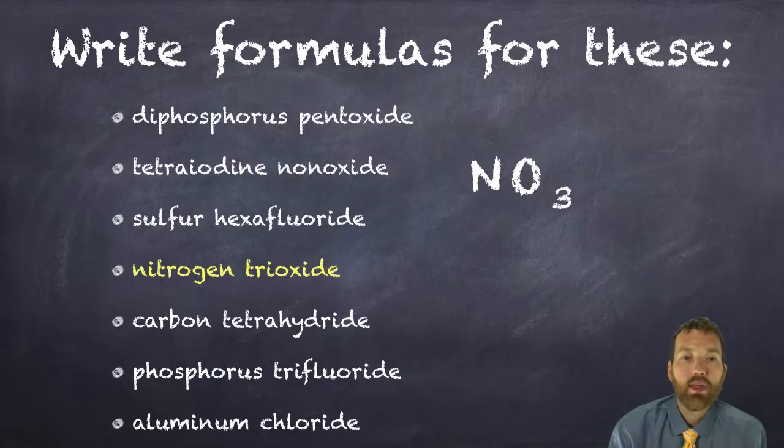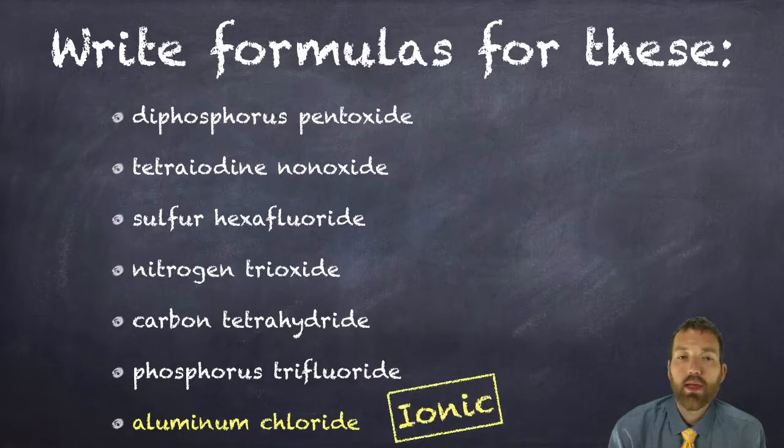Next, I have carbon tetrahydride. So carbon is C, and tetra means I have 4, and hydride is hydrogen. So I have 4 hydrogens, CH4. Next is phosphorus trifluoride. So phosphorus is P, fluoride is F. I have 3 of them because that prefix tri means 3. So PF3. And the last one is aluminum chloride.